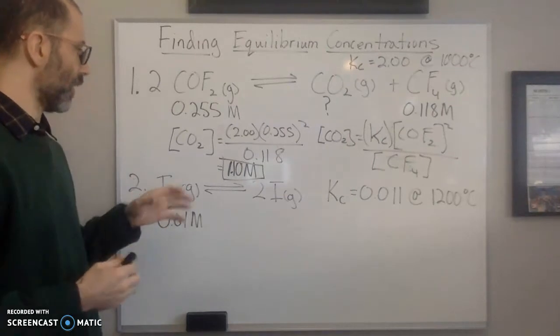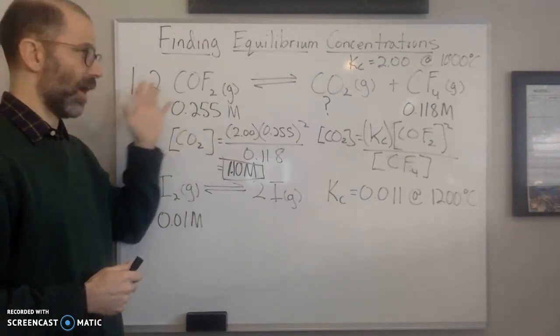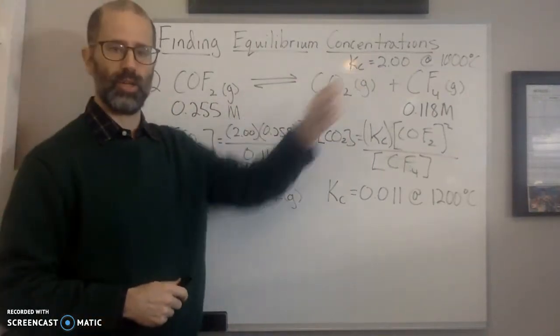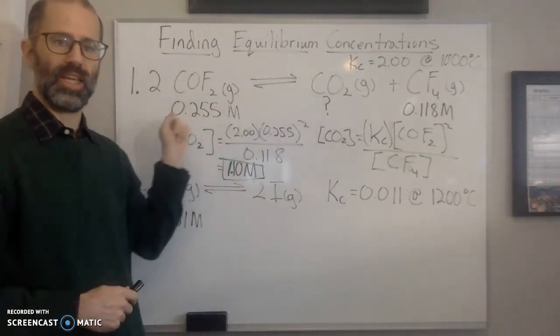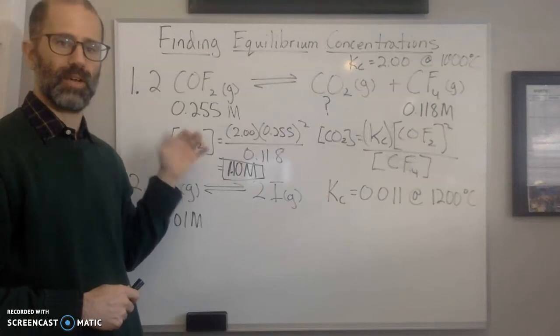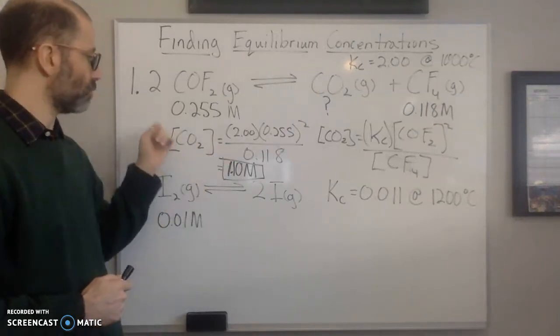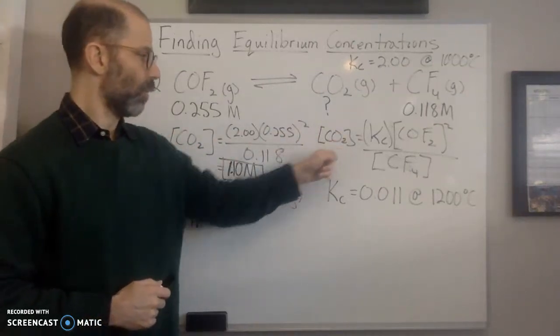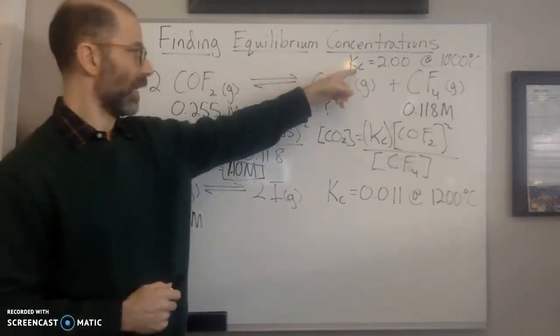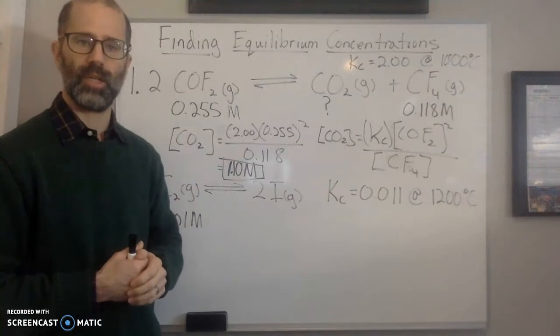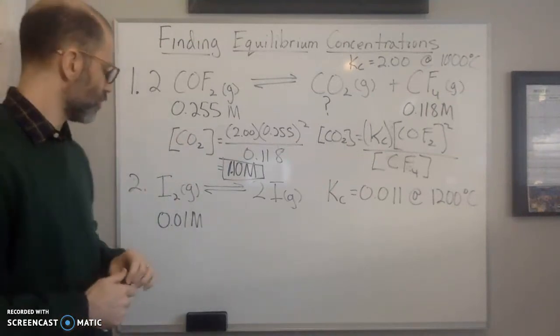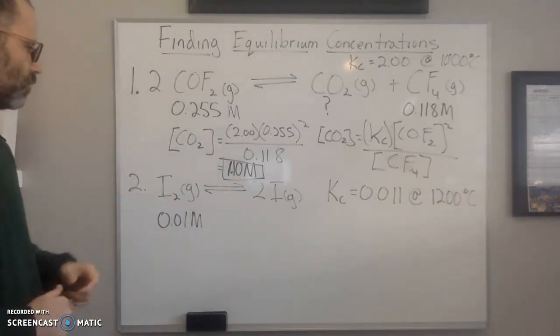So again, the problem is I am given my K value, the equilibrium constant. I'm given all the equilibrium concentrations except for one. So I just plug it into my expression for Kc, solve for the missing part, and then plug in the numbers and calculate. Let's do the same thing for number 2.